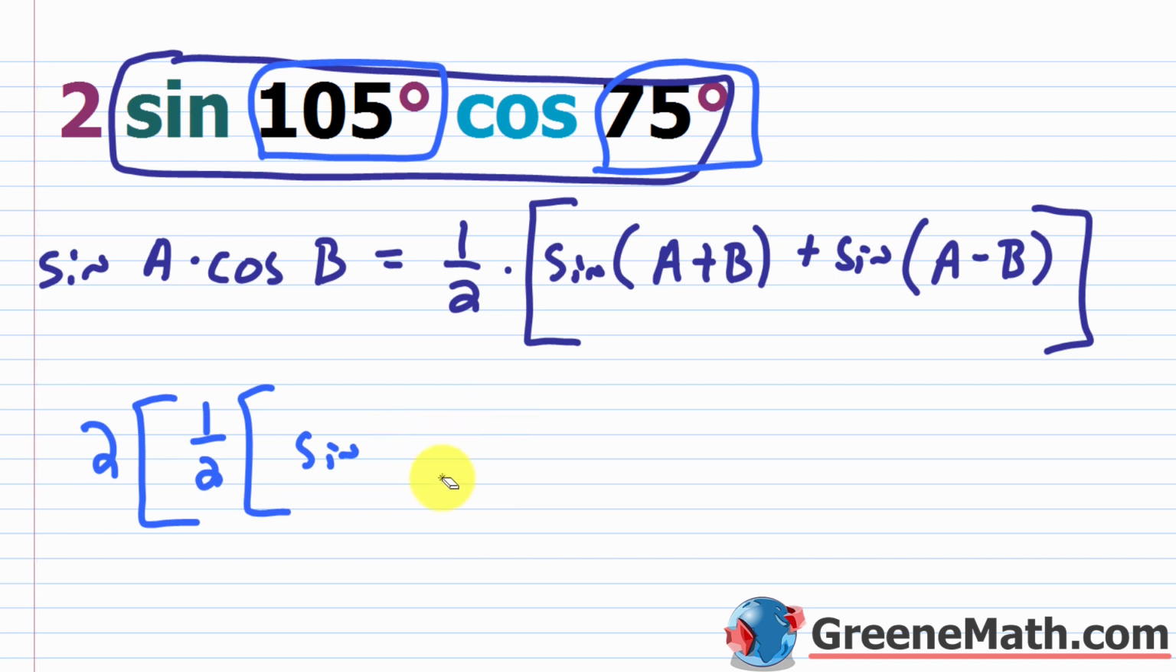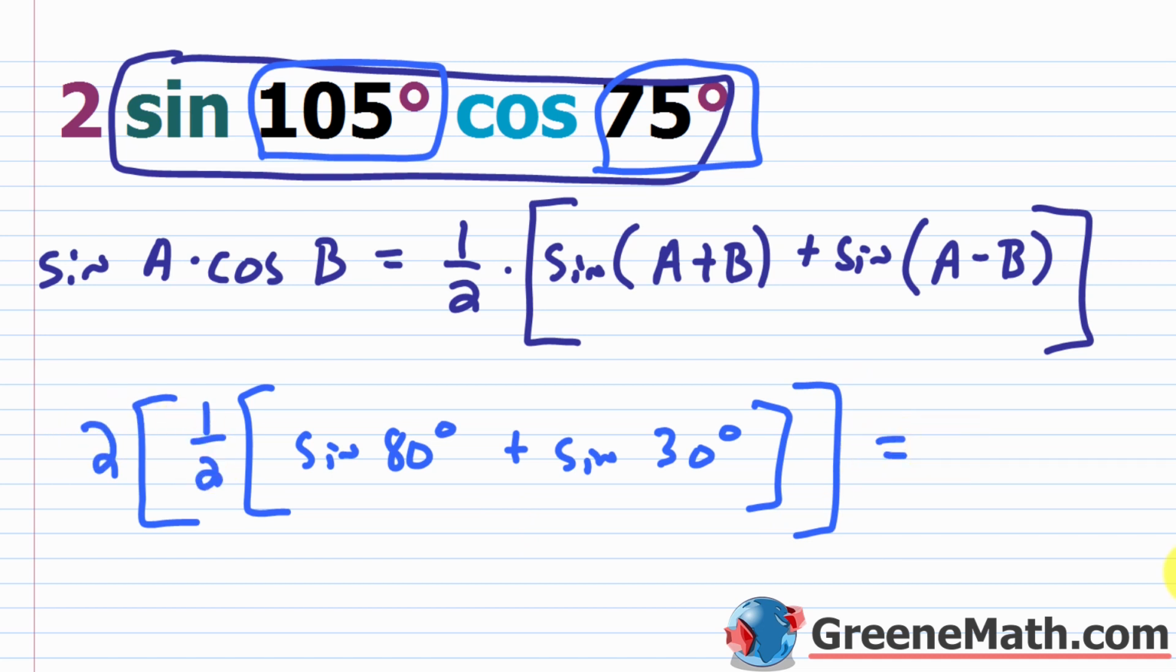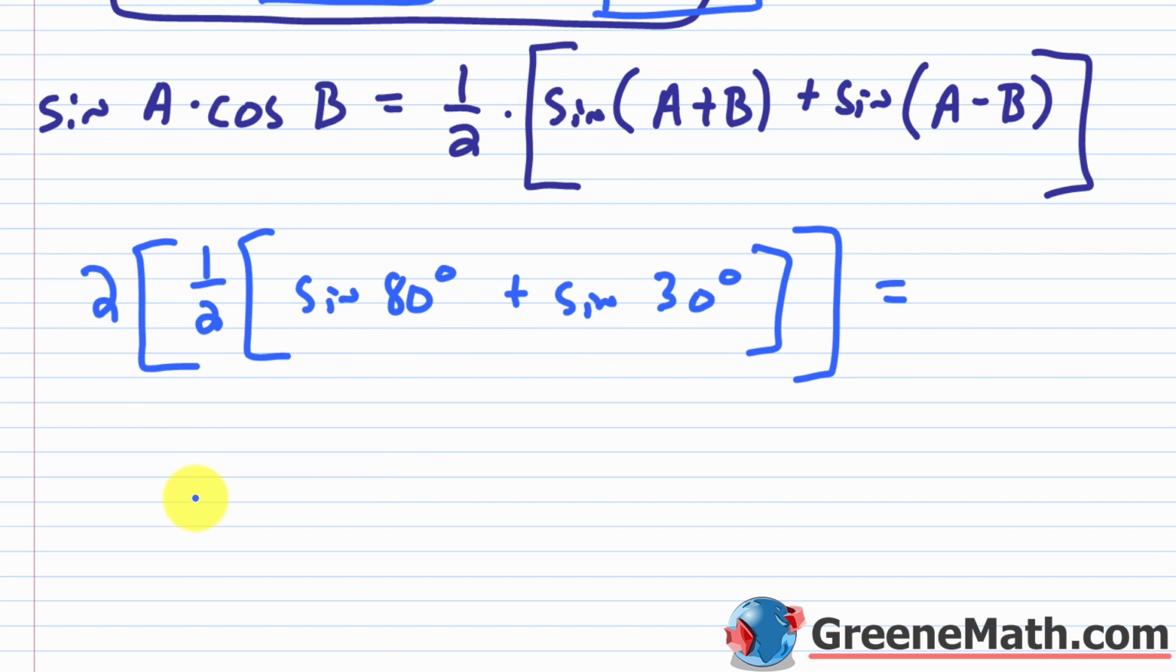Let me just write this like this. I'll put the sine of 180 degrees plus the sine of, what's a minus b? What's 105 degrees minus 75 degrees? That's going to be 30 degrees. So you can put these brackets here. Again, it's not going to matter because when 2 gets multiplied by 1/2, it's basically 1, so it's gone. So we have the sine of 180 degrees plus the sine of 30 degrees.